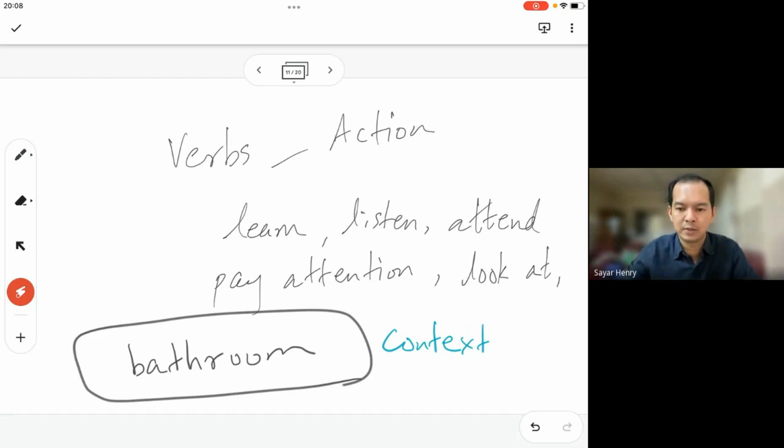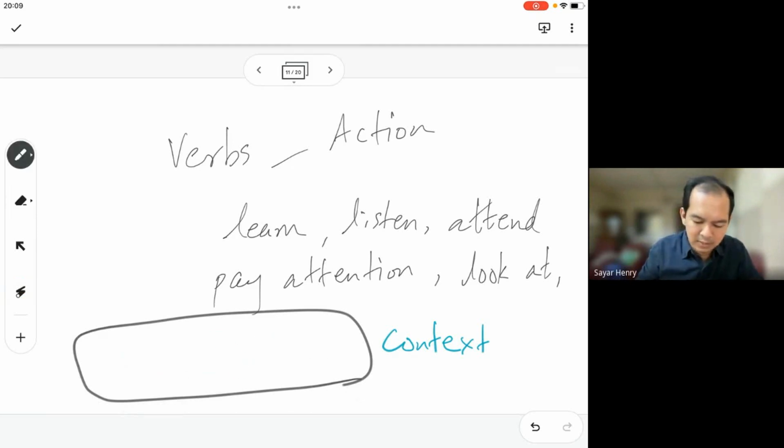Keep going, keep going. Okay, it's 1 minute. I want to see many verbs now. Come on. Okay, that looks exciting. Great, great, good job. Okay, one more context. This time I want you to use kitchen.